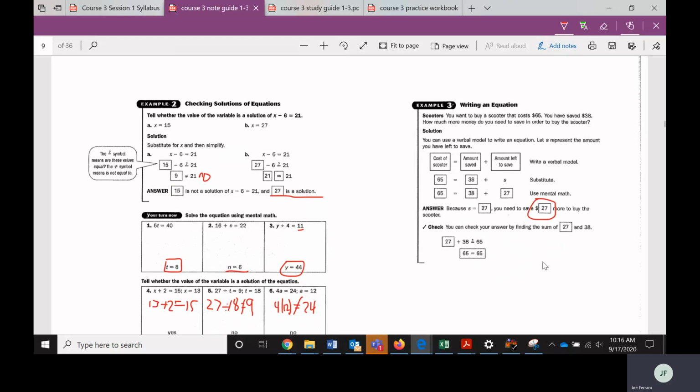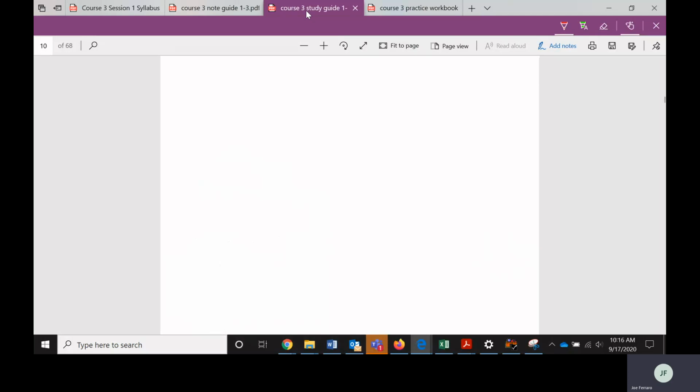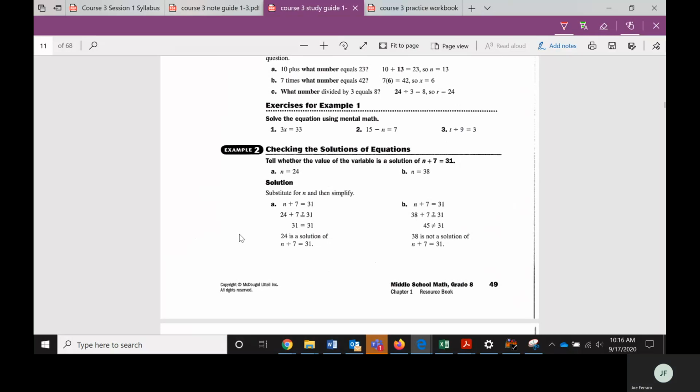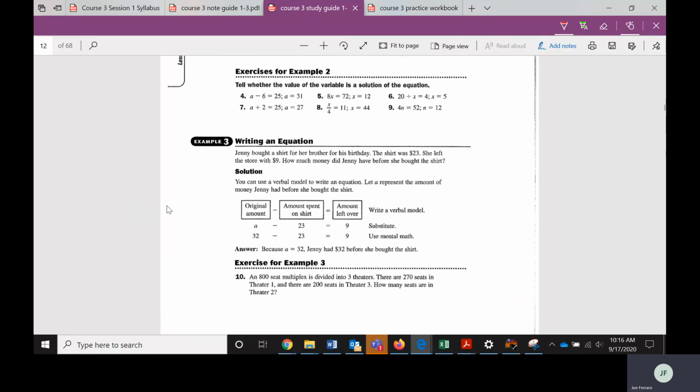Let's see. I think that's it for 1.5 in the note guide. Let's go to the study guide and see example 1. That's the same as in the note-taking guide. Example 2, same as note-taking guide. So if we look at word problems here, basically the same type of problem. It's just a little different.